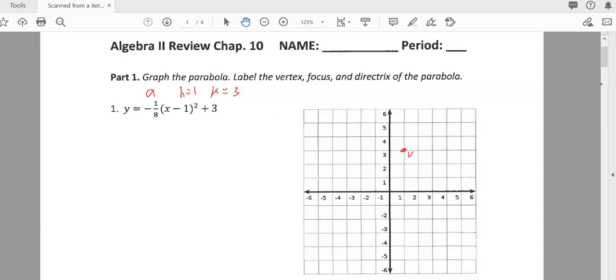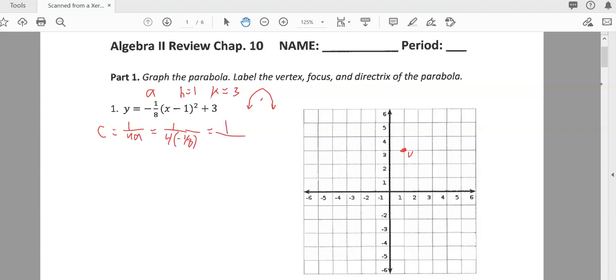This is a Y, so I like to sketch it out off to the side. I know it's opening down because A is negative, so I know the focus is going to be down below a distance of C. So I need to figure out what C is. So C equals 1 over 4A. 4A is in the denominator, so when you multiply, make sure that -1/8 is all in the denominator there.